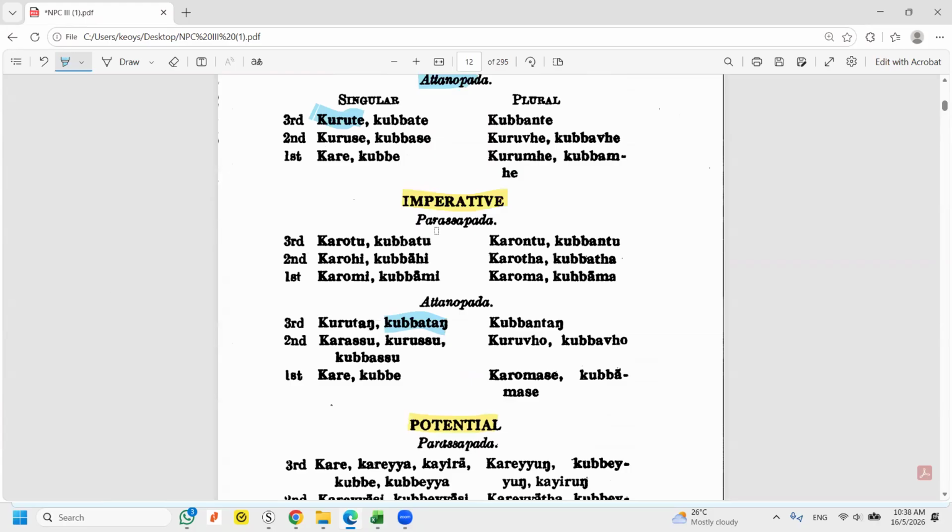Can you see the imperative? Atanapada. This is one. Atanapada. Iti. And kubatang. Third person. So that means this one. Imperative. That means you may. Second person. Okay. You may do something like that.